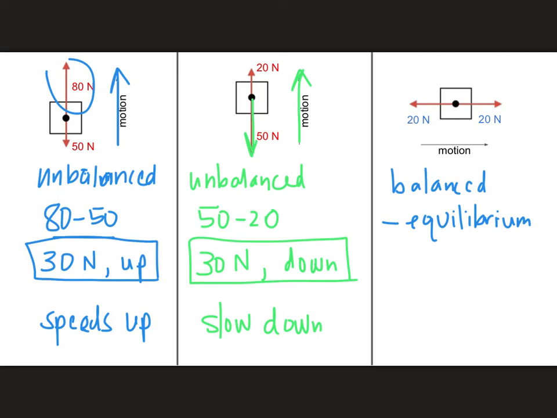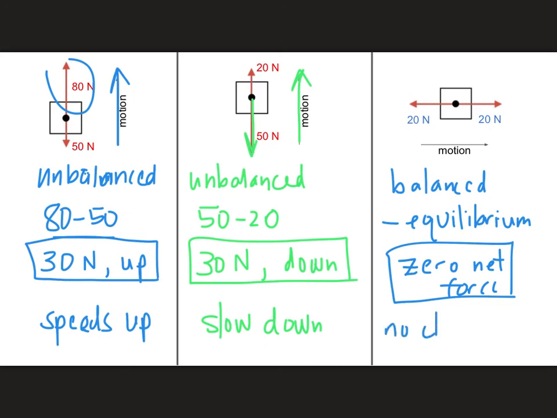So there would be zero net force because 20 minus 20 is 0. You cannot give a direction because the two sides have the same amount. And there would be no change to the motion because there is no net force. Everything would just maintain its same motion. That's what equilibrium means.